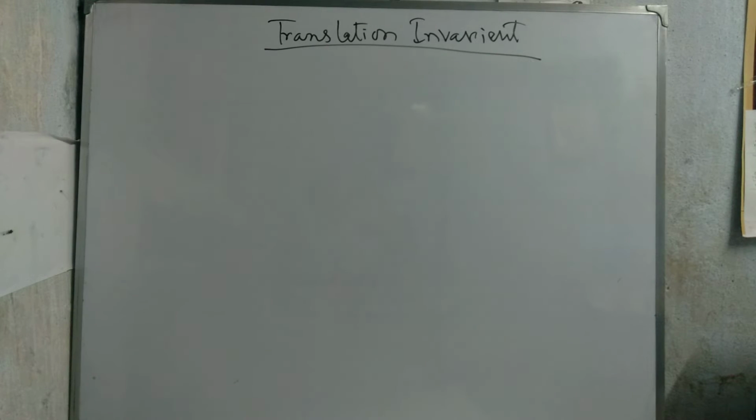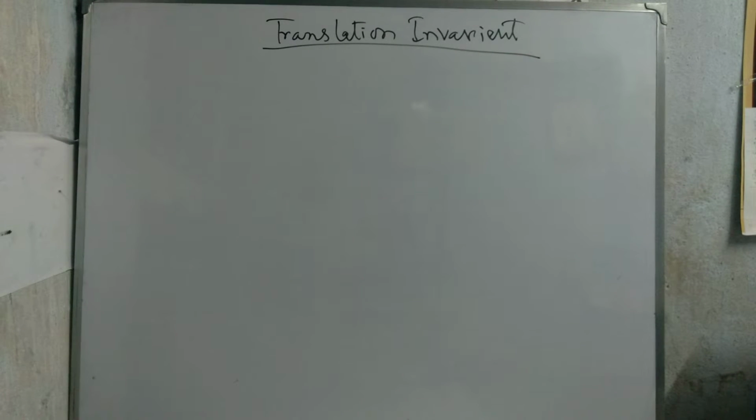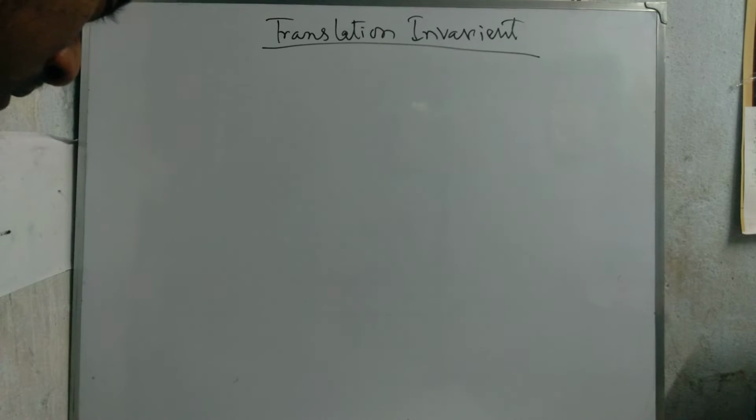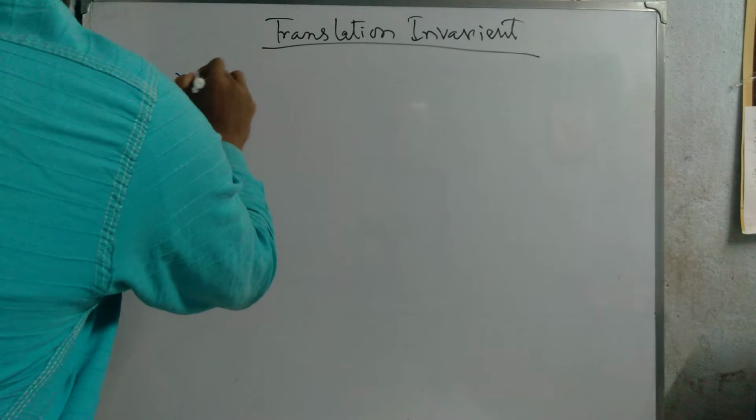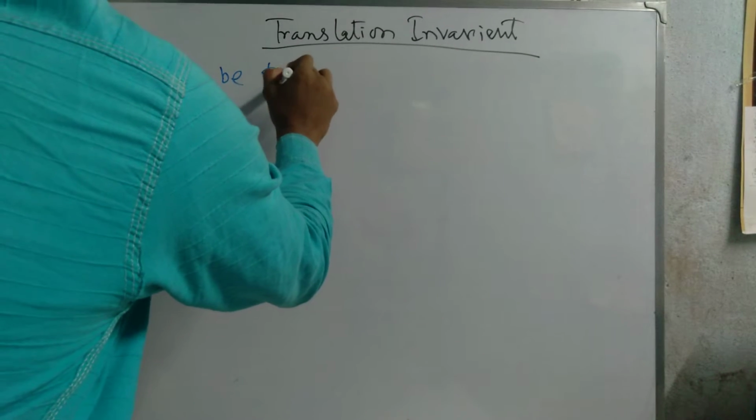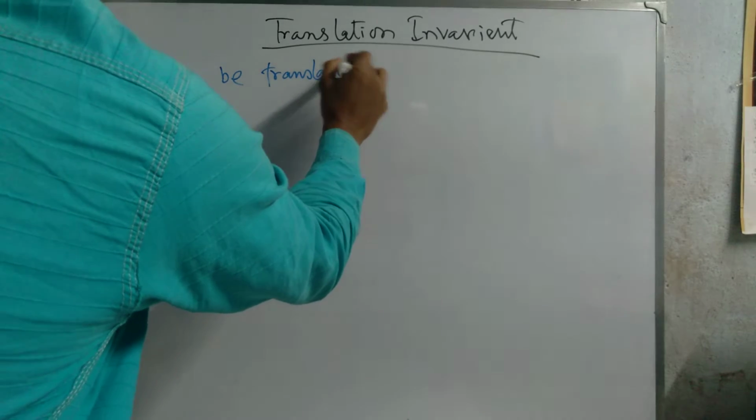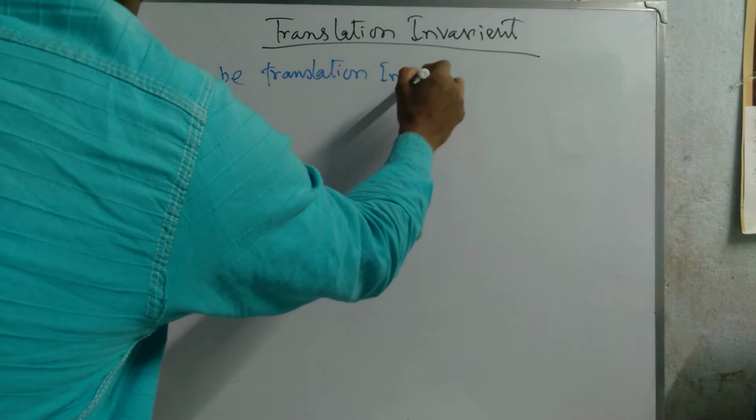Today we also discuss an important topic related to measure theory. This one is translation invariance. How do we discuss it? We write it. Here, m is translation invariant.